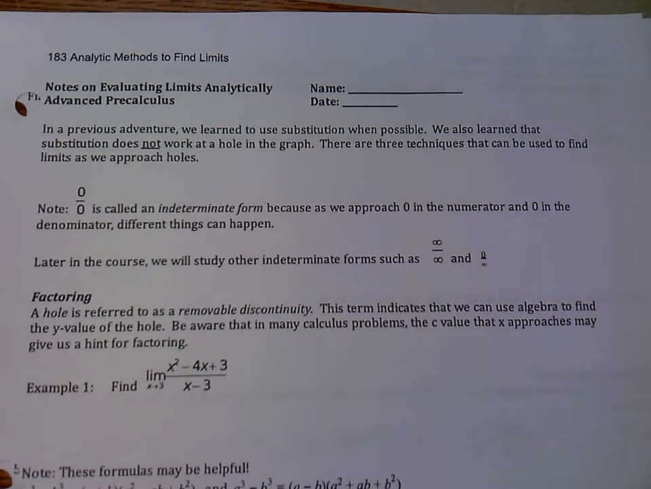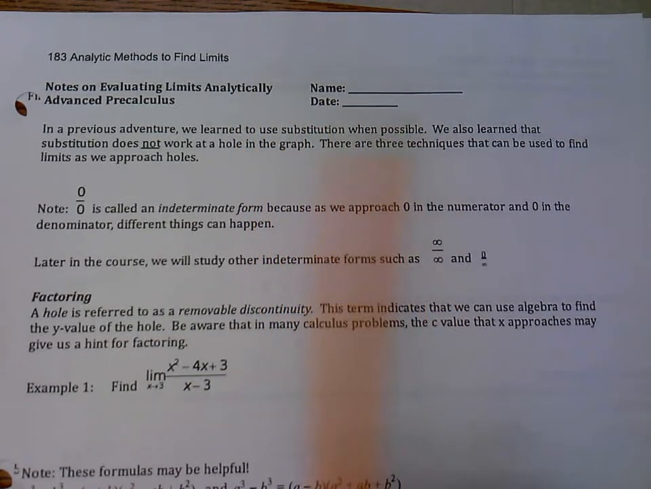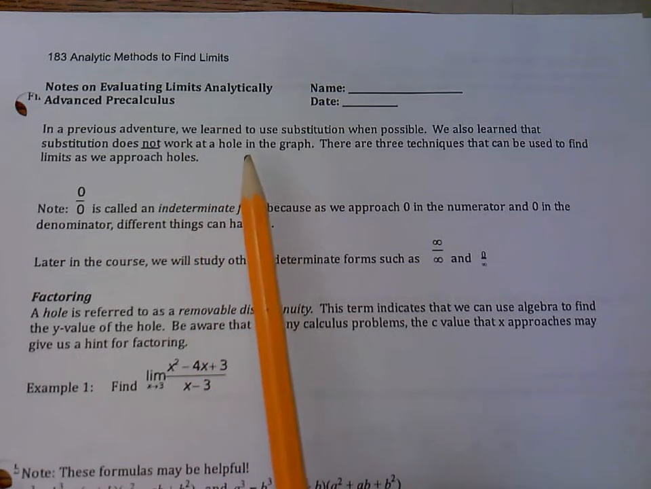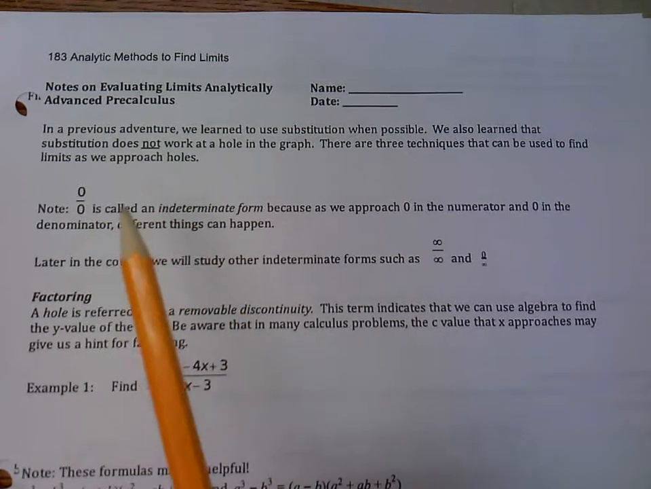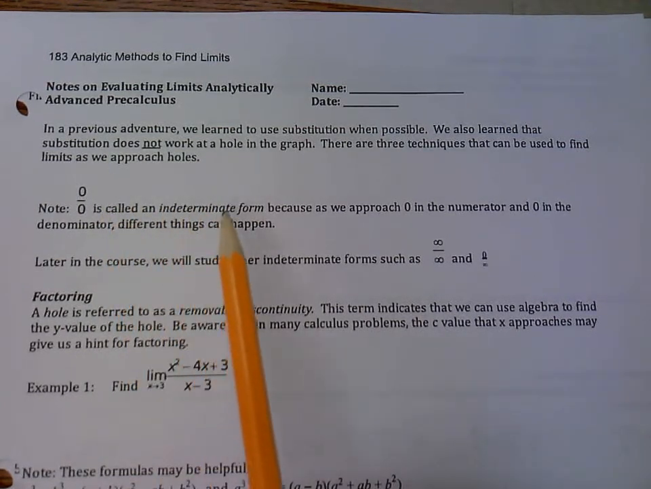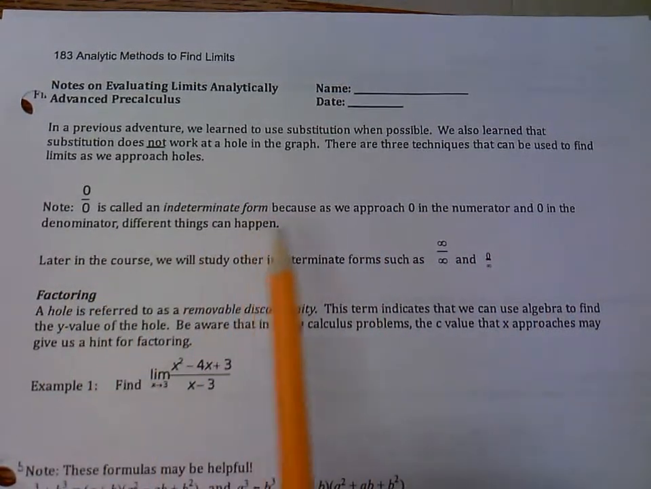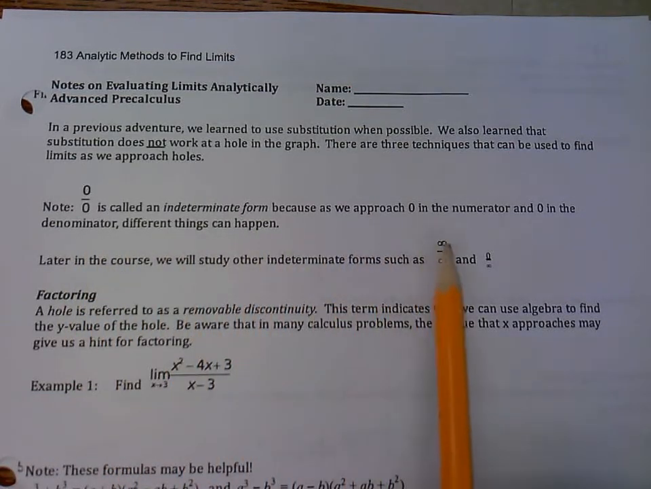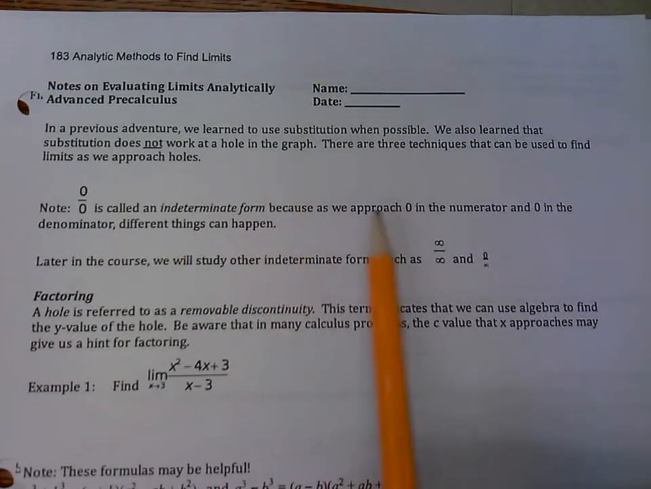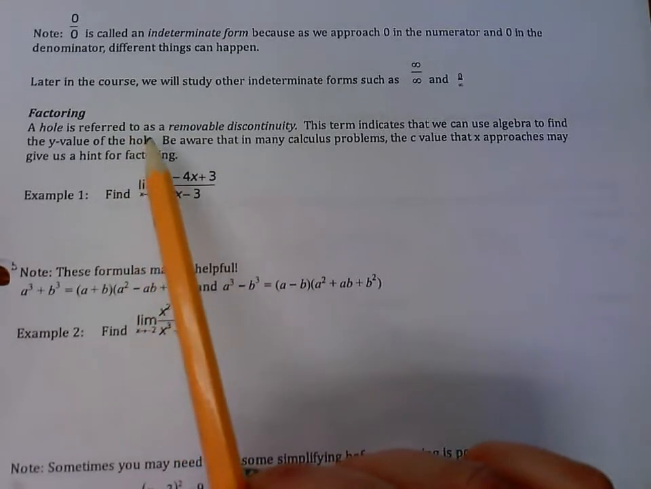All right, so it says, in a previous adventure, we learned to use substitution when possible. We also learned that substitution does not work at a hole in the graph. So there are 3 techniques that can be used to find limits as we approach holes. 0 over 0 is called an indeterminate form because as we approach 0 in the numerator and 0 in the denominator, different things can happen. And we're going to look at other indeterminate forms like infinity or infinity in the denominator. So for now, we're not really talking about those situations. So the strategy that you kind of already watched a video about was factoring.